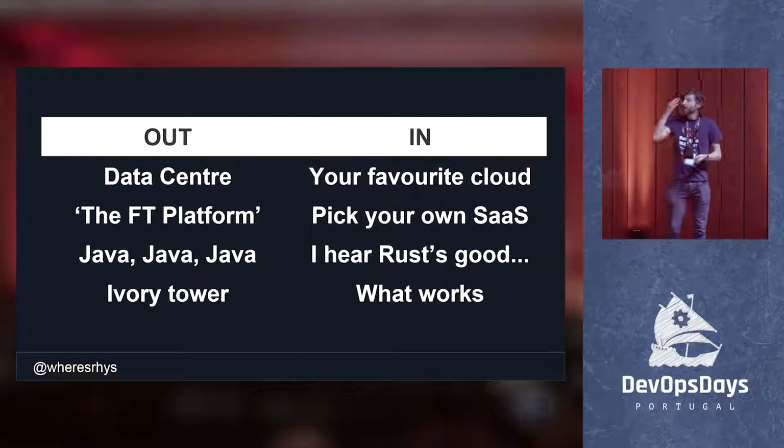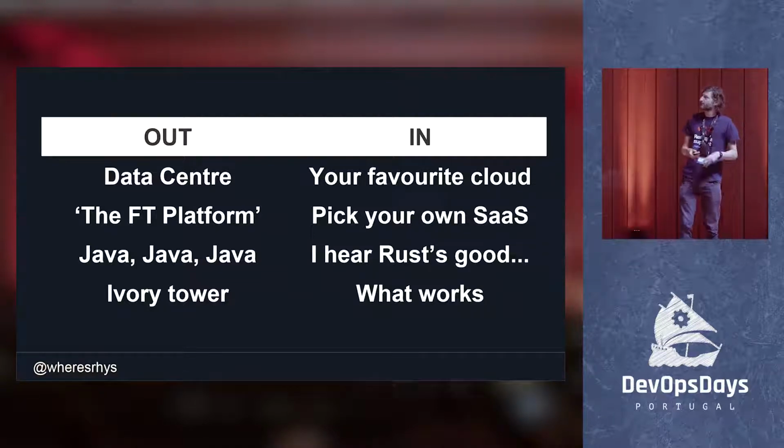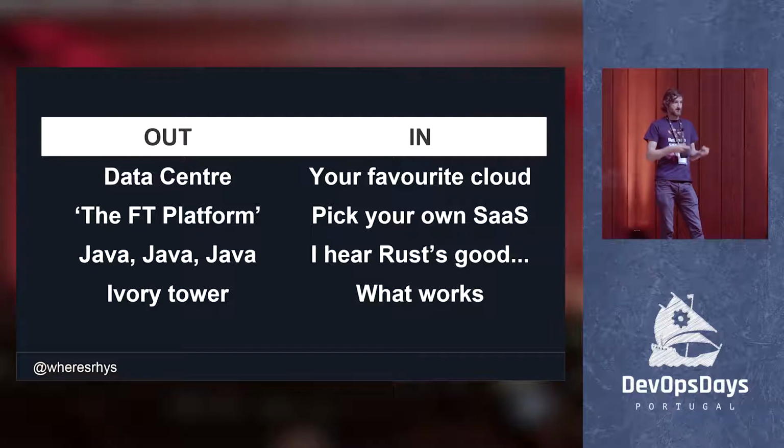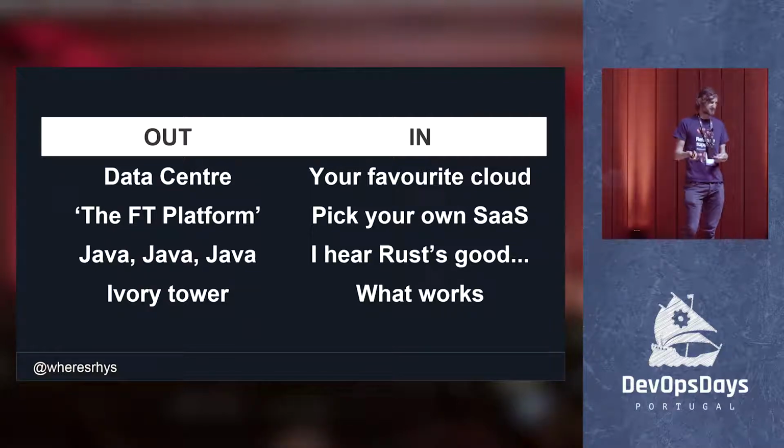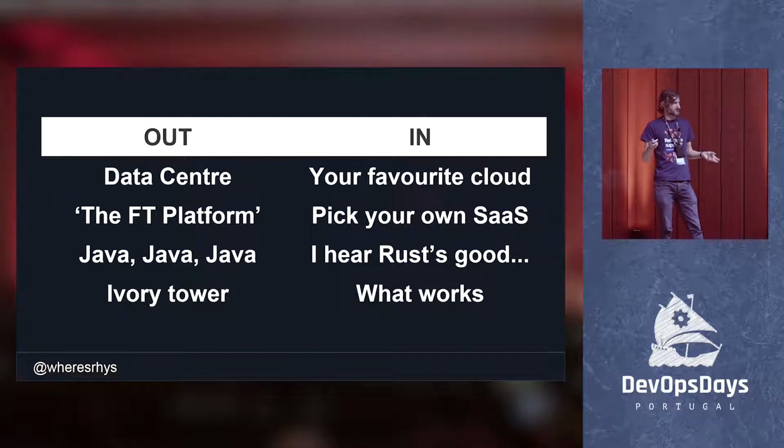So some examples: things used to be hosted in a data center, now we use the cloud, mainly AWS. We used to have a standard platform for deploying, and now we encourage teams to just pick the SaaS service they particularly want to use. We used to mainly write in Java, now it's a mix of different languages. And we used to put a lot of kind of ivory tower architectural thinking into things, no matter how big the project. Now we just tend to try stuff out and see what works and iterate on it quickly.